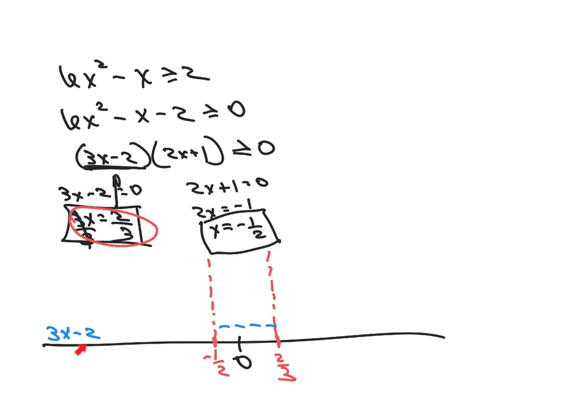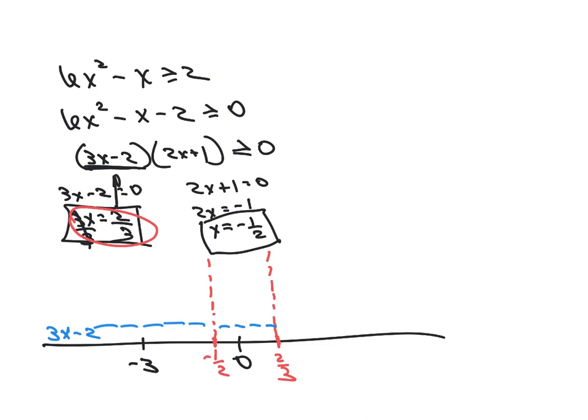Let's see, what can I pick here? Let's just grab 3, or -3, I should say. So let's put a -3 here and see what happens. -3 times 3 is -9, minus 2 is -11. All right, so all the numbers in this section are also negative.